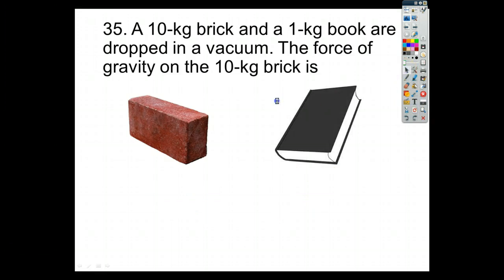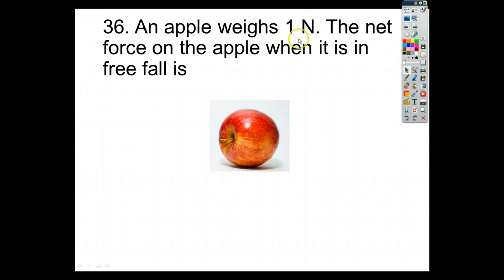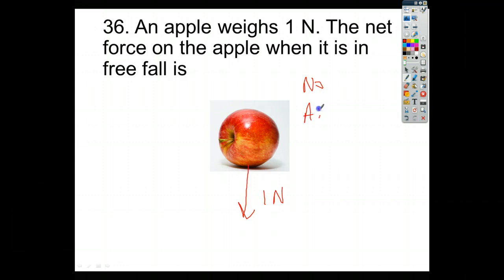Next one is number 36. An apple weighs 1 newton. What is the net force on the apple when it is in free fall? Now remember, when it's in free fall, the net force would be 1 newton. There is no air resistance in free fall.